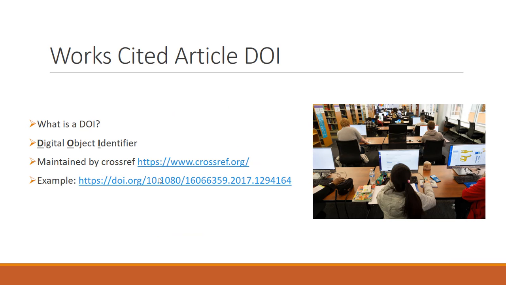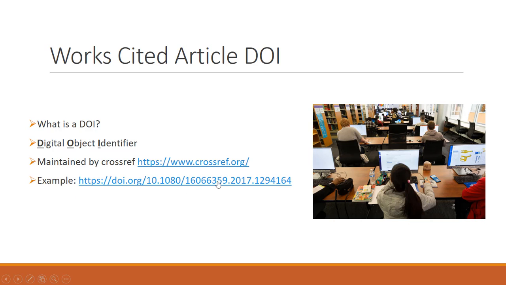So what is a DOI? DOI stands for Digital Object Identifier, and it's maintained by an organization called Crossref. Basically it's a permanent number assigned to an article, and it often looks like a website when you see it. So here's an example.